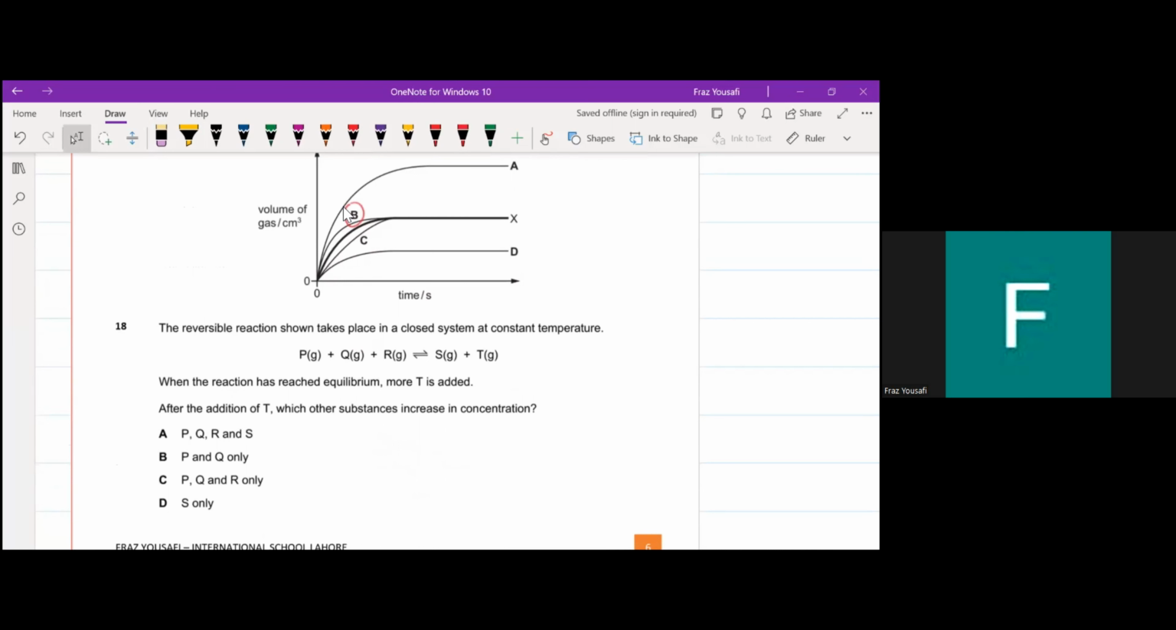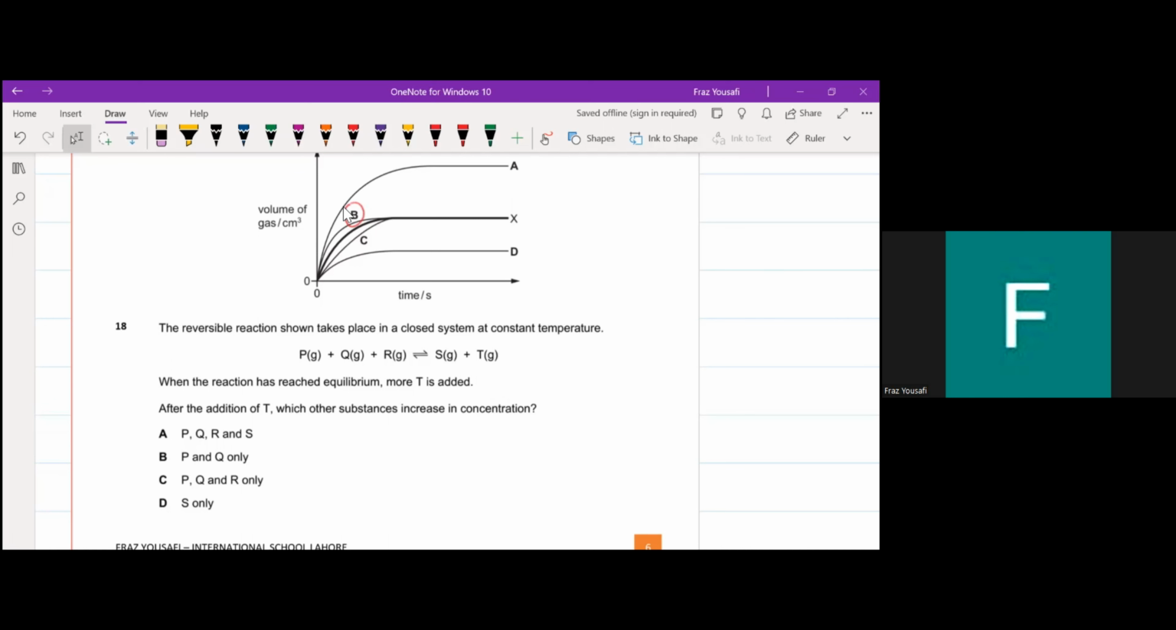All right, number 18, equilibria. There's three things that affect equilibrium. One is temperature, right? If the forward is exo and if you increase temperature, it goes backward because it goes endo. Simply remember this: temperature increases, it always goes endo. Temperature decreases, it always goes exo. All right, pressure. If you increase pressure, it goes towards lower gas volumes. If you decrease pressure, it goes towards higher gas volumes.